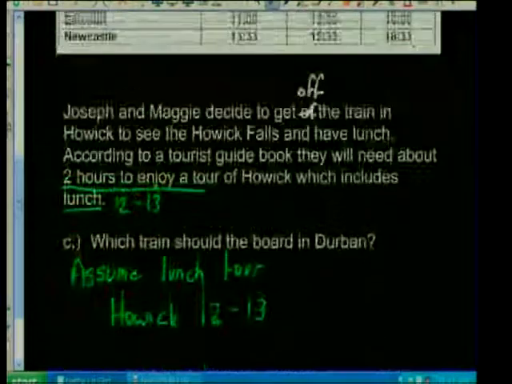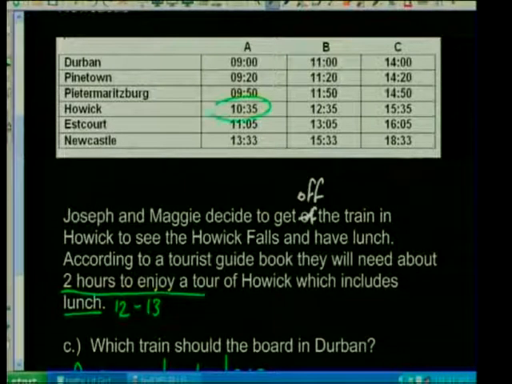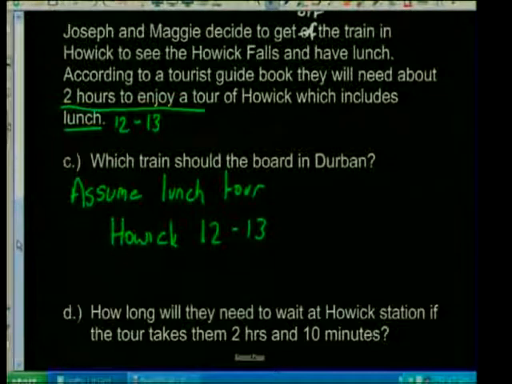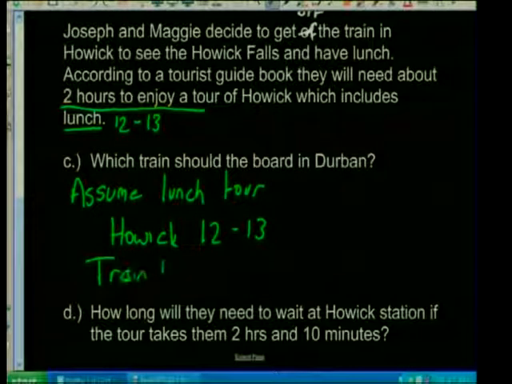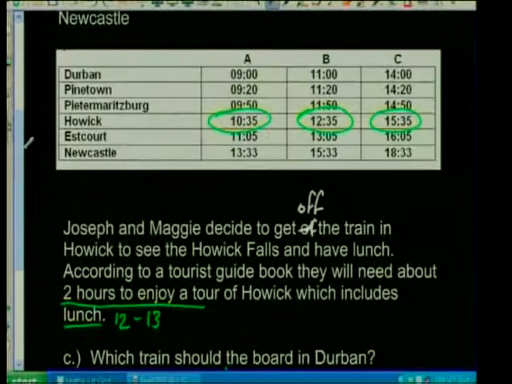Okay, so let's go back to our table. We've got Howick, that's 10:35, a little bit early for my assumption, 12:35 looking good, and 3:35, no, that's too late. So if they want to do lunch and then the tour, they need to be using train B. That's what I've assumed, and it's train B. Now, if you had assumed that maybe they're going to do the tour and then lunch, well, then clearly train B is too late, and you need to be train A.